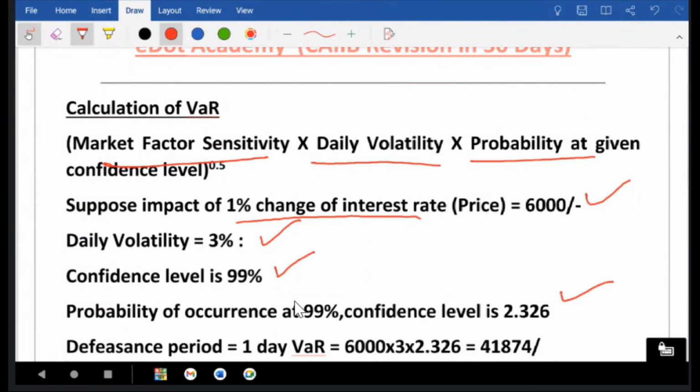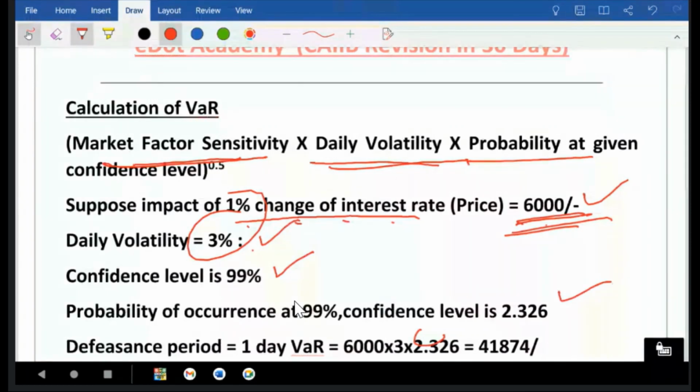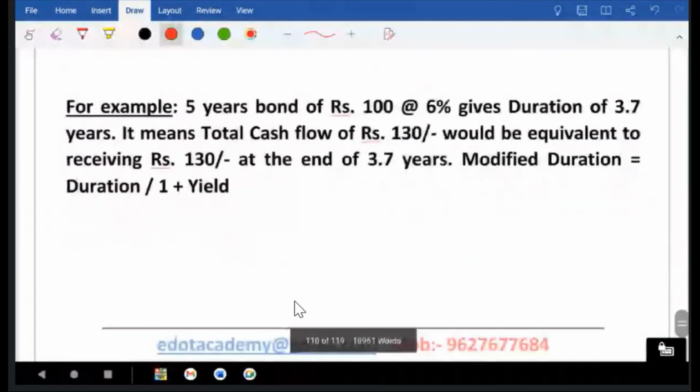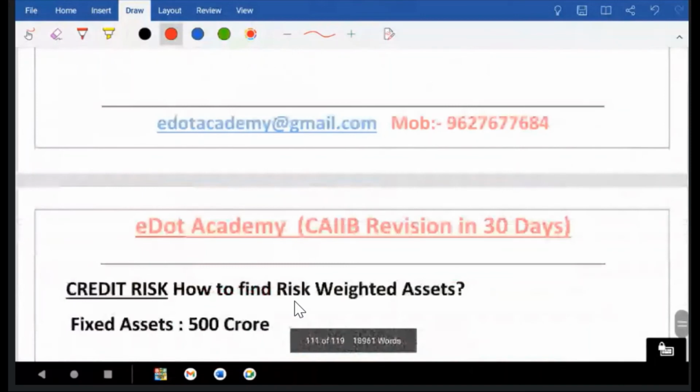Now multiply. For one day, multiply 6,000 into 3 daily volatility and the probability factor. So the market factor: suppose impact of 1% change in interest, so the sensitivity is 6,000. Daily volatility 3 and probability 2.3. You multiply, you get 41,874. So in this way we can calculate VaR. Macaulay formula we have already done, and modified duration we have already done.